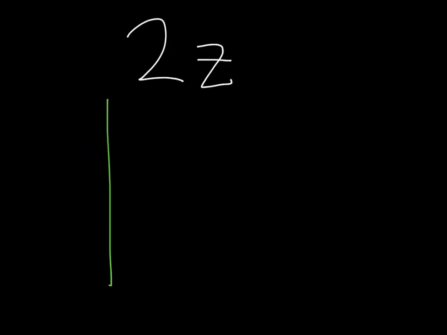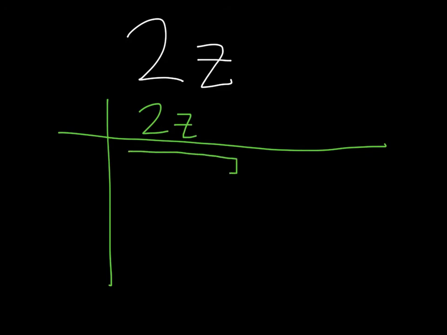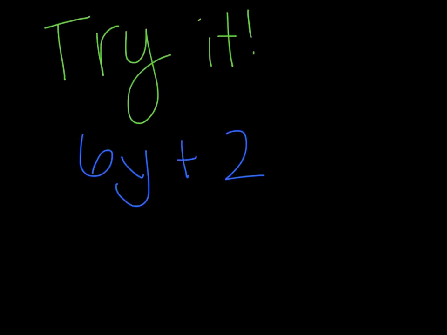Okay, 2z. So I have 2 of those variables, a z and another z, and I actually don't have any constants, so that's all I would need to do, because my constant is 0. Alright, go ahead and try this one, 6y plus 2. So pause the video, draw it out, and then let's compare answers.